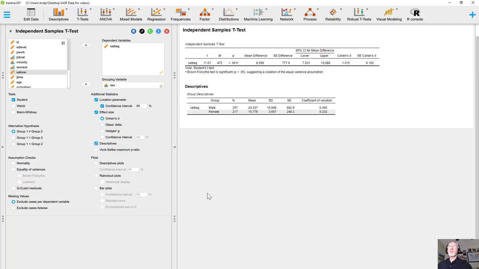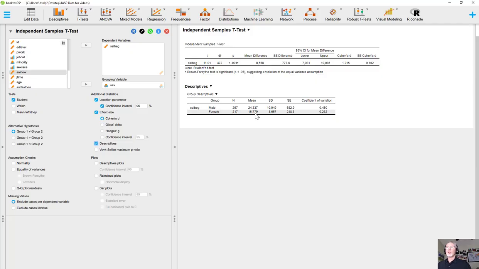Okay, let's recap what we have. We have males making an average of $24,000, females making an average of around $16,000. That's a sizable difference, and in fact, the size of that difference is $8,558.